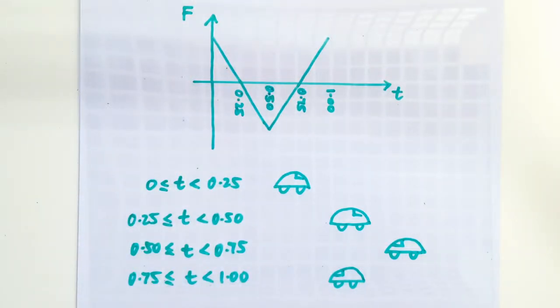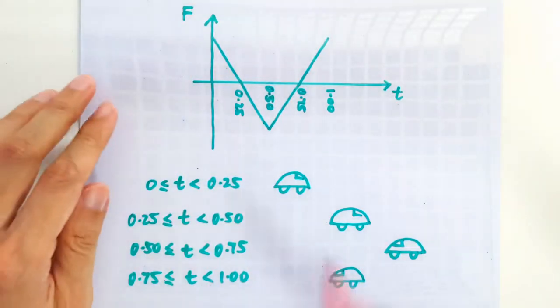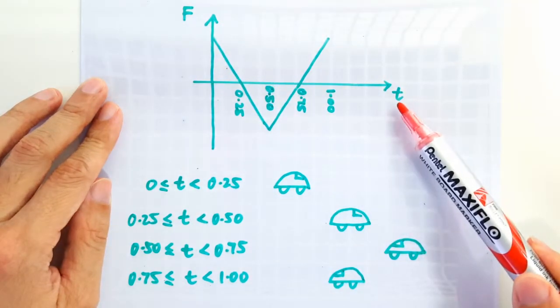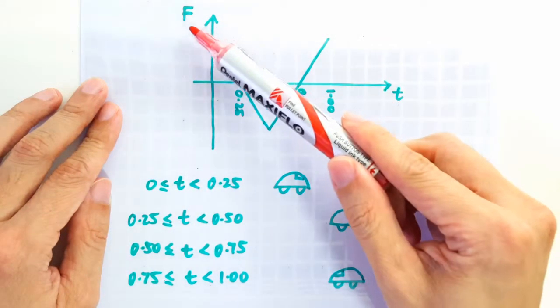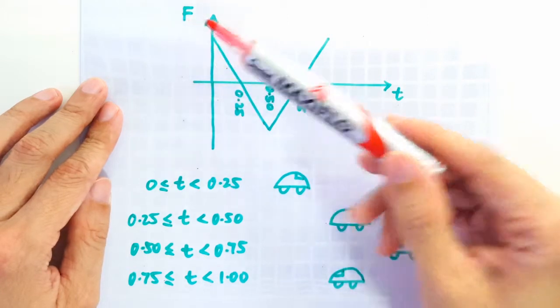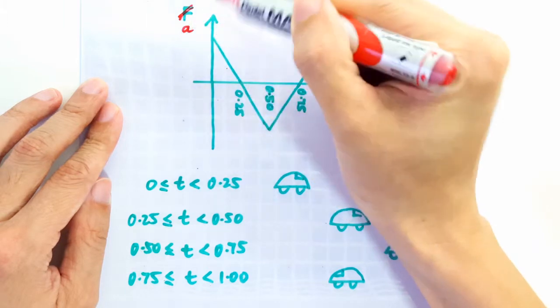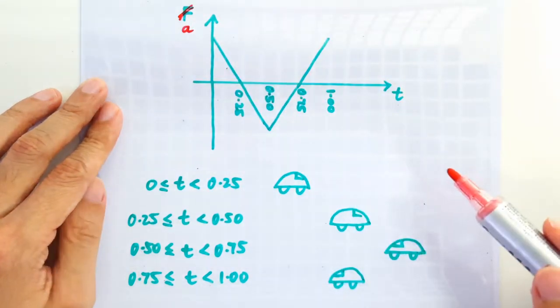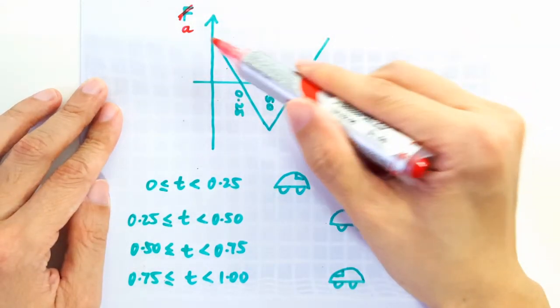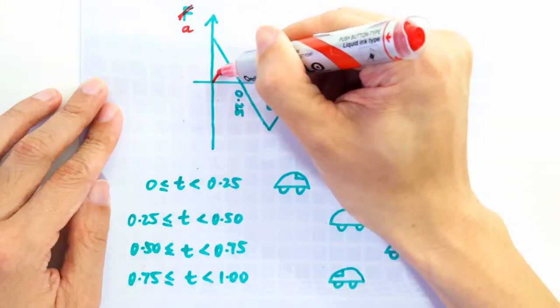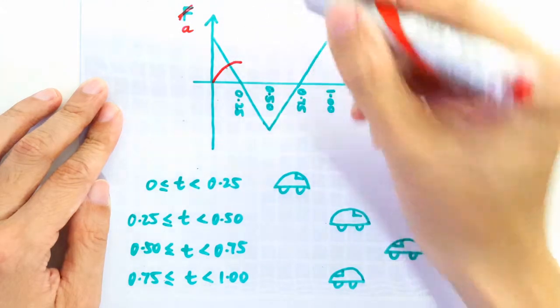Okay, in this question, we are given a graph that plots out the variation of net force with respect to time. But net force is equal to m times a. So actually it could be easier if you just think of this graph as an acceleration-time graph. So during this portion here, the acceleration is positive. So the car will start from rest to reach a certain velocity here.